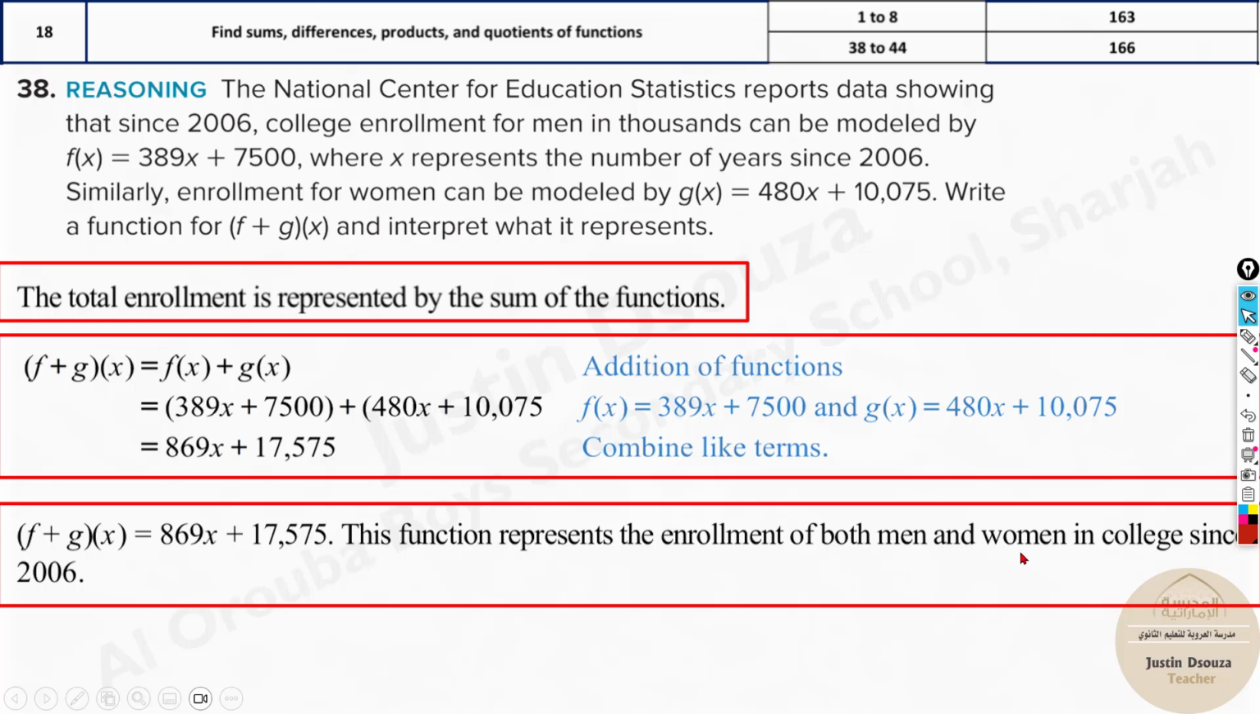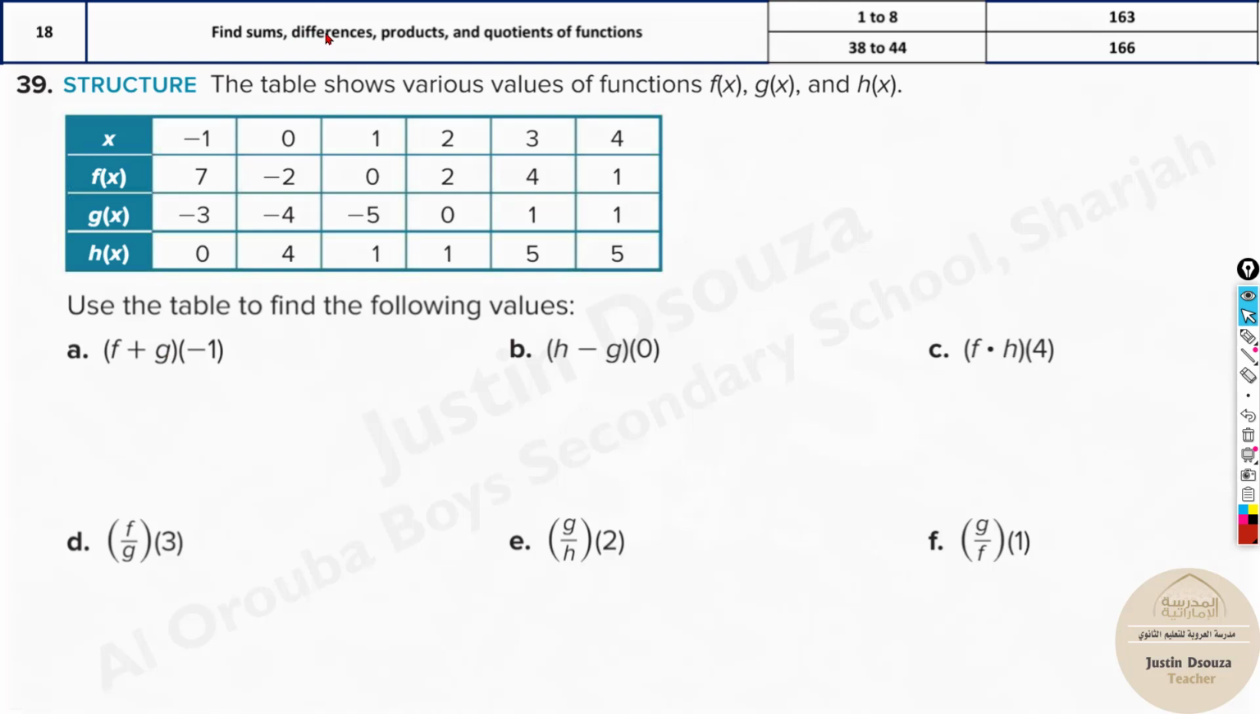The function represents, and okay, they have just told that much only, but you can tell more. Basically, what this x means is every year that is changing. This is the intercept. Already there were so many students, and then next year it's becoming more and more. So basically both men and women. And now over here we have a table, and we have been told to solve these functions.